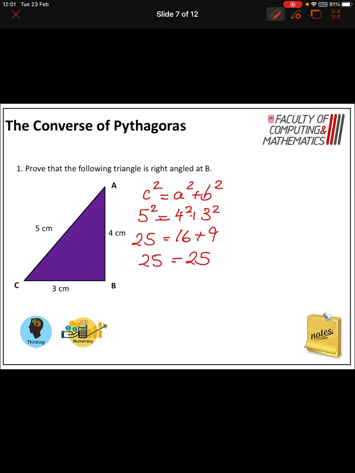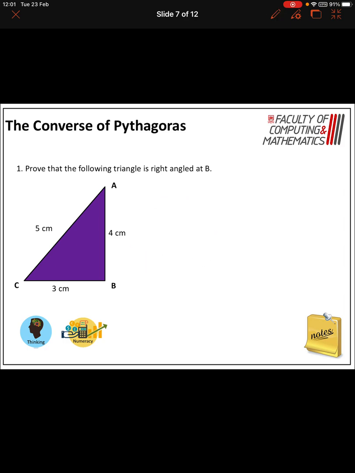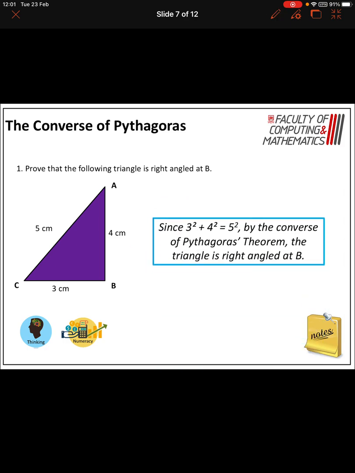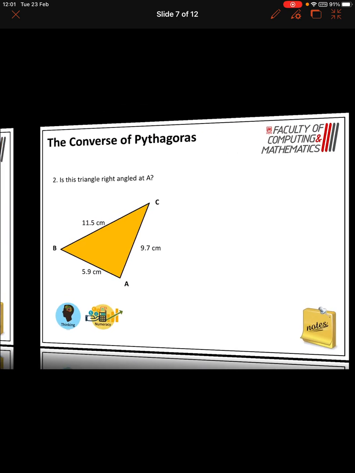But as I've said, we have to do Pythagoras' theorem and then make a statement at the end. And this is what the statement will look like. Okay, since 3 squared plus 4 squared equals 5 squared, by the converse of Pythagoras' theorem, the triangle is right angled at B. And it has to be at B because that's the one directly across from the hypotenuse. And they have to have that statement in to get the final mark and prove that the triangle is right angled. Okay, so let's take a look at one that doesn't work.